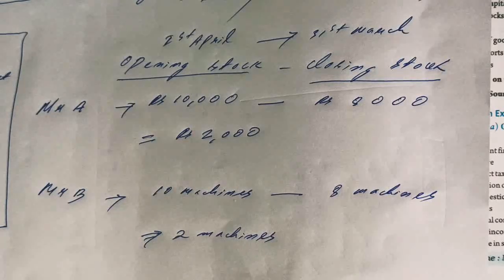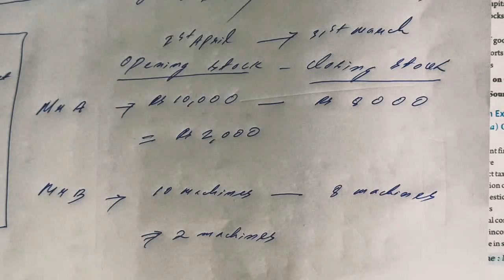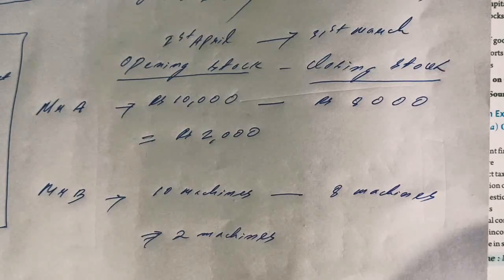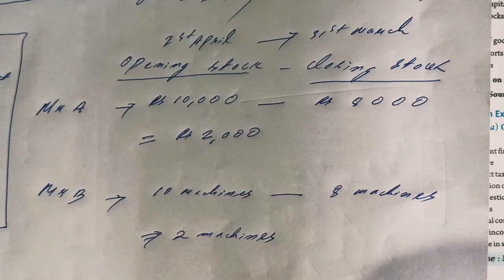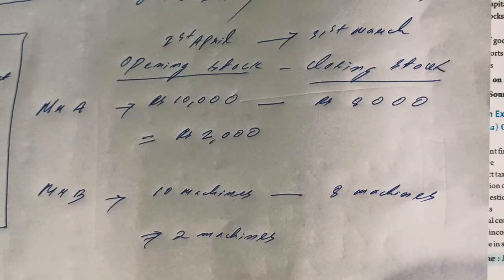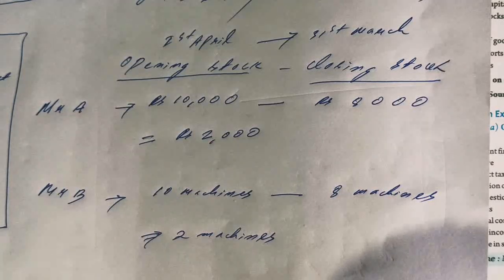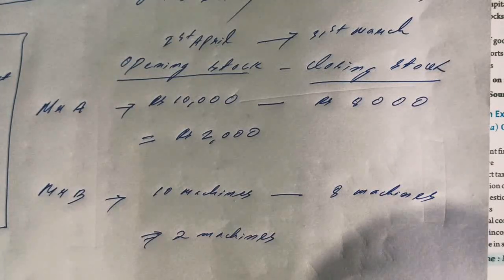Okay, so here I brought an example. Say Mr. A is a firm. He produced goods worth rupees 10,000 on 1st April, and at the end of the financial year, the remaining goods that he sold is rupees 8,000. So the difference between opening stock and closing stock is rupees 2,000, isn't it? That means this rupees 2,000 is unsold goods or unsold stocks or change in stocks.